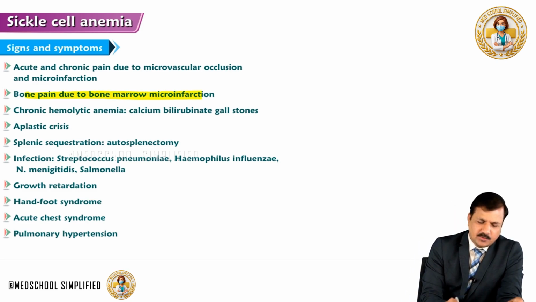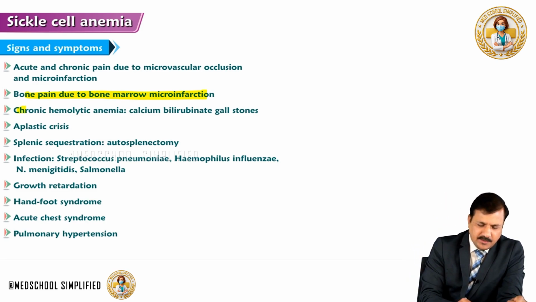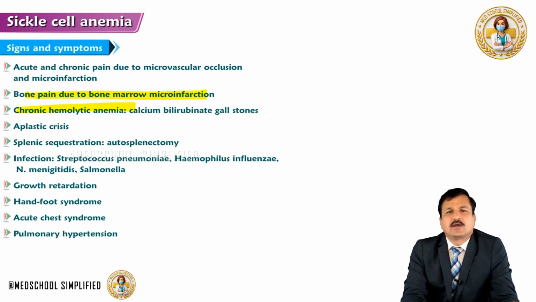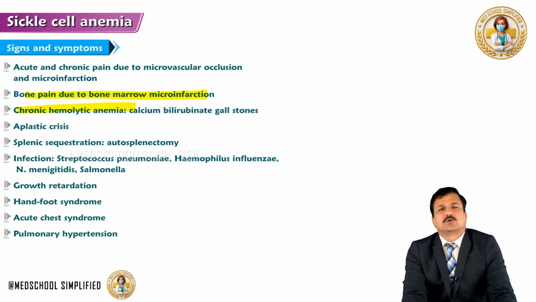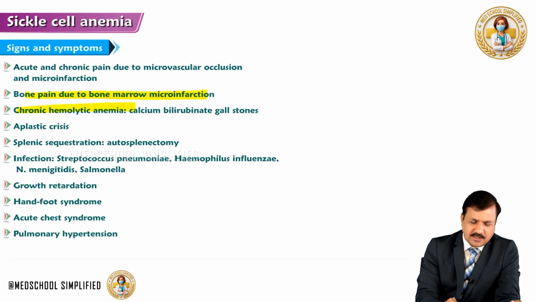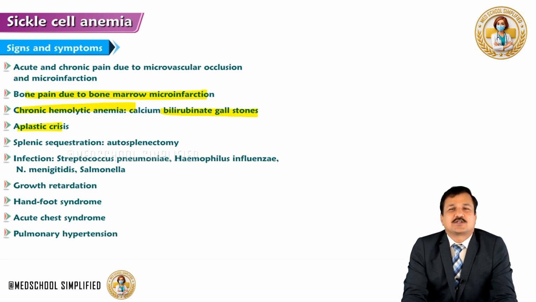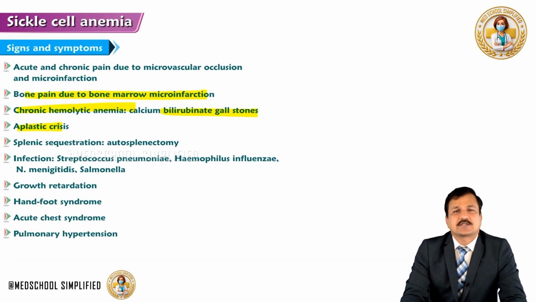Bone pain due to bone marrow infarction is seen, and this is often seen in the long bones of the extremities. Chronic hemolytic anemia will occur, and this will lead to elevated bilirubin and jaundice. And also frequently patients with sickle cell anemia will show calcium bilirubinate stones. Patients will also show aplastic crisis, and this is because of serious complications due to infections with parvovirus B19.